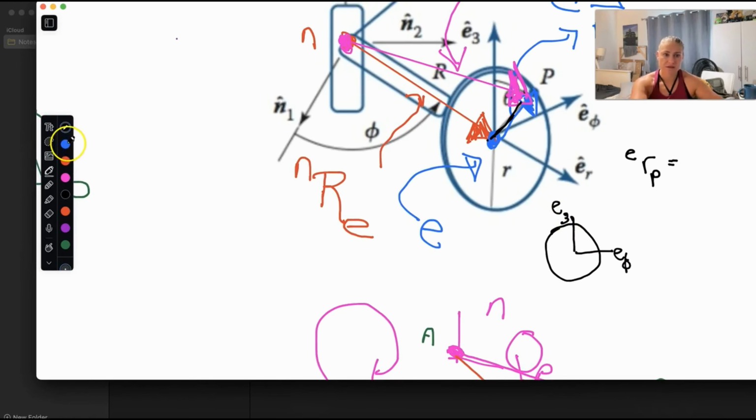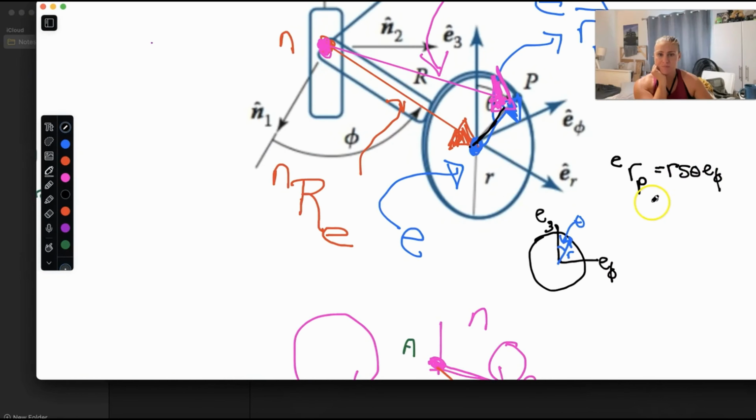And the point lies somewhere here. And this is r, and they're saying that the angle right there is theta. So all I have to do is project this onto here and this onto here. So you're breaking it up into components. So I'm going to have r, some magnitude r, sine theta E phi, plus r cosine theta E3.